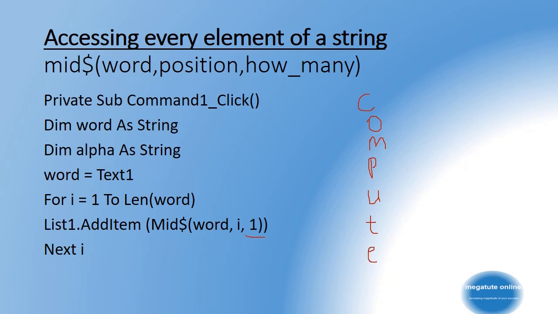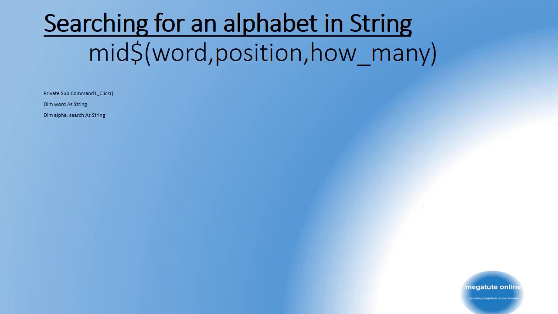Now how do we use it? We can use it for searching one alphabet from a string or for many other uses. So let's see the searching example. Let's take a variable word as a string. Declare variables with the Dim statement: alpha and search as a string. Alpha is the alphabet you are extracting one at a time, as we have just discussed in the previous example, and search is the alphabet which you want to search out.